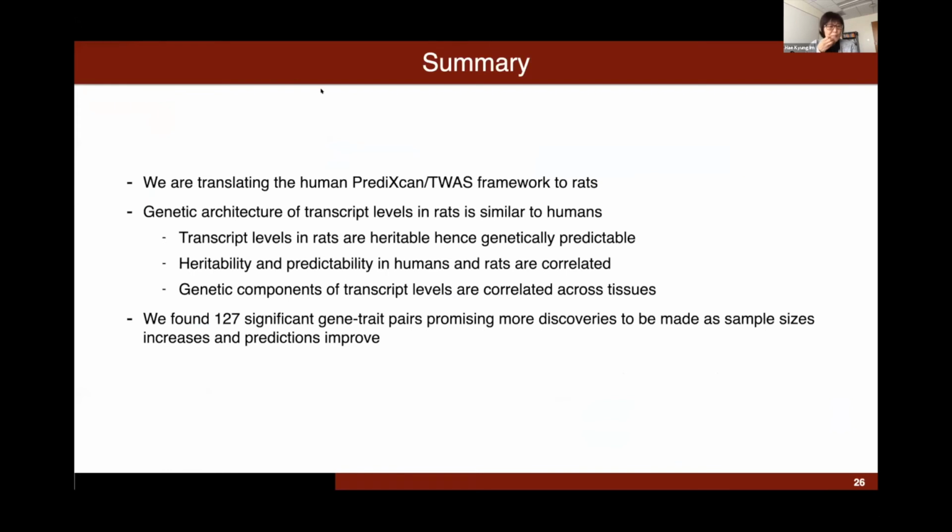So, take-home message. We are translating the human PrediXcan TWAS framework to rats. What we found was that the genetic architecture of transcript levels in rats is similar to humans. Transcript levels in rats are heritable, so genetically predictable. Heritability and predictability in humans and rats are correlated. The genetic component of transcript levels are correlated across tissues. And we found some significant gene-trait pairs that we will continue to analyze further. Okay, that's it. Thank you.